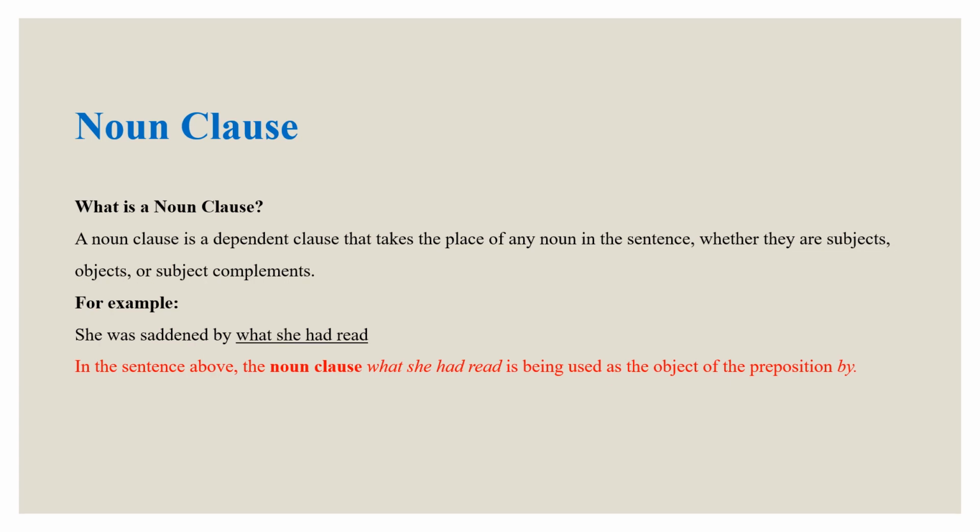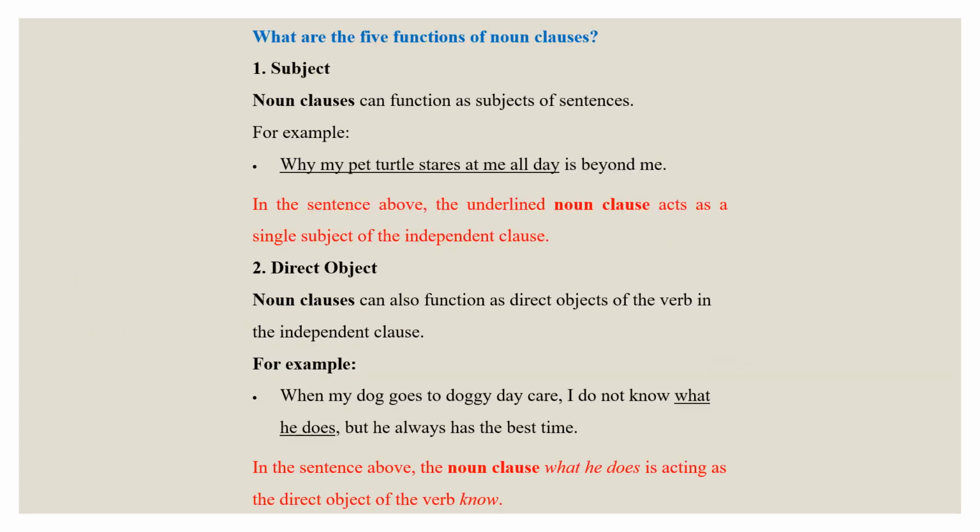Noun clause. What is a noun clause? A noun clause is a dependent clause that takes the place of any noun in a sentence, whether it is a subject, object, or subject complement. For example, "She was saddened by what she had read." In the sentence above, the noun clause "what she had read" is being used as the object of the preposition "by." And next, what are the 5 functions of a noun clause?